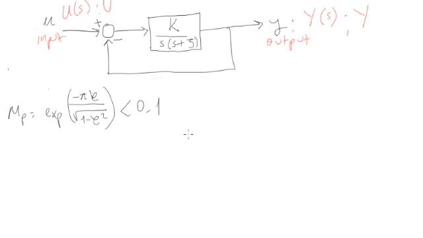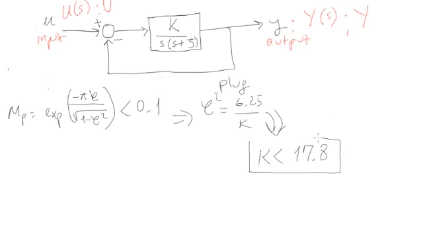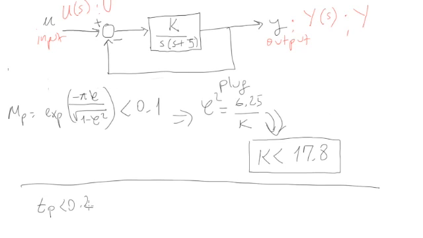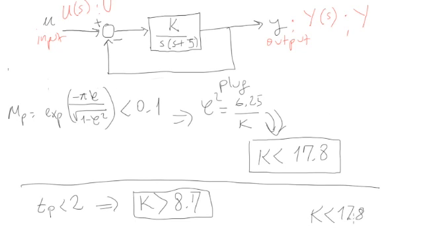And from here, if you solve this, and by plugging in that the damping ratio square is 6.25 over k, what you would get is another inequality saying that k must be smaller than 17.8. Okay, so here I make a reminder: the TP must be smaller than 2 seconds, which will lead us to a k value that is greater than 8.7. So this was the first result, and the second result is coming from the overshoot criterion that tells us that k must be smaller than 17.8. So the final result is then k must be in the interval between 8.7 and 17.8.